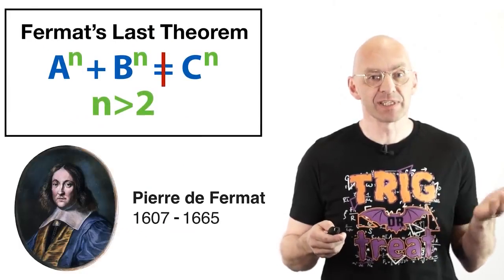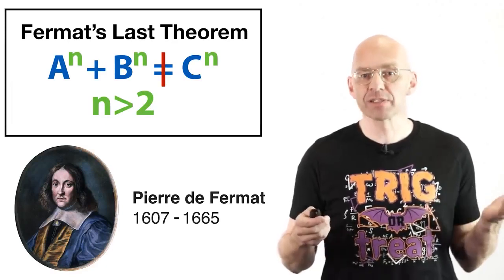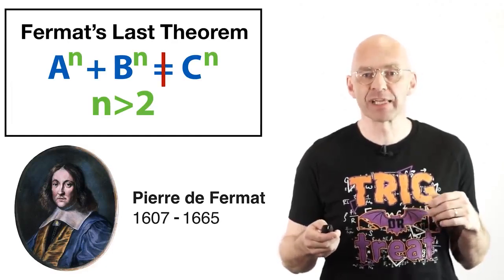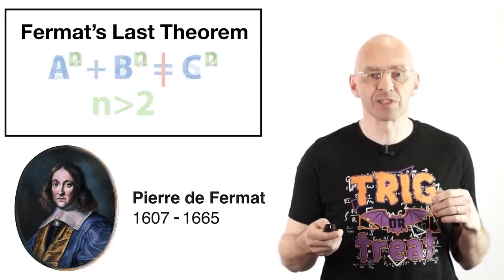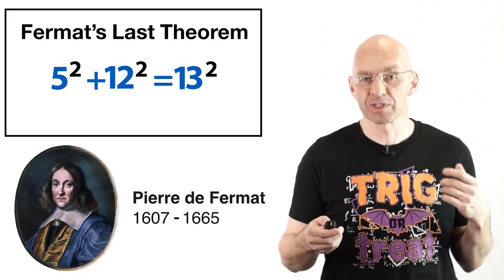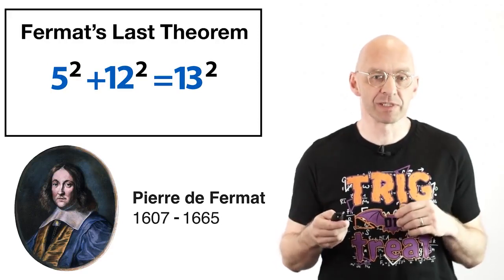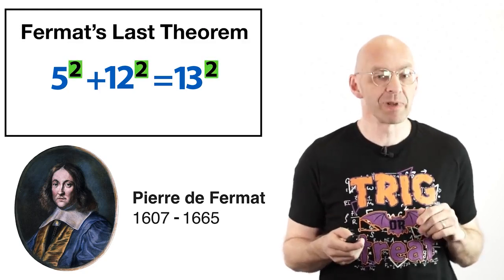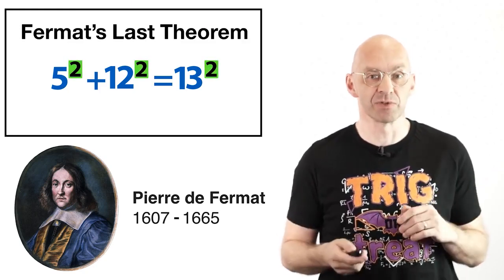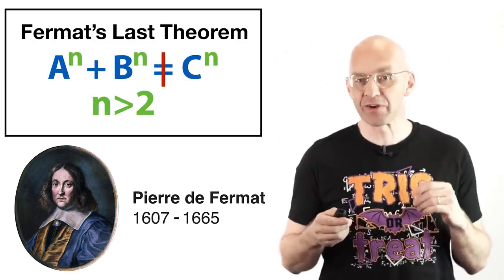Welcome to a special Halloween edition of Mythology. Recently I did a video on Fermat's mega famous last theorem. Fermat's theorem says that the pretty Pythagorean integer identities like 3 squared plus 4 squared equals 5 squared or 5 squared plus 12 squared equals 13 squared don't have non-trivial counterparts if the exponent 2 is replaced by any integer greater than 2.